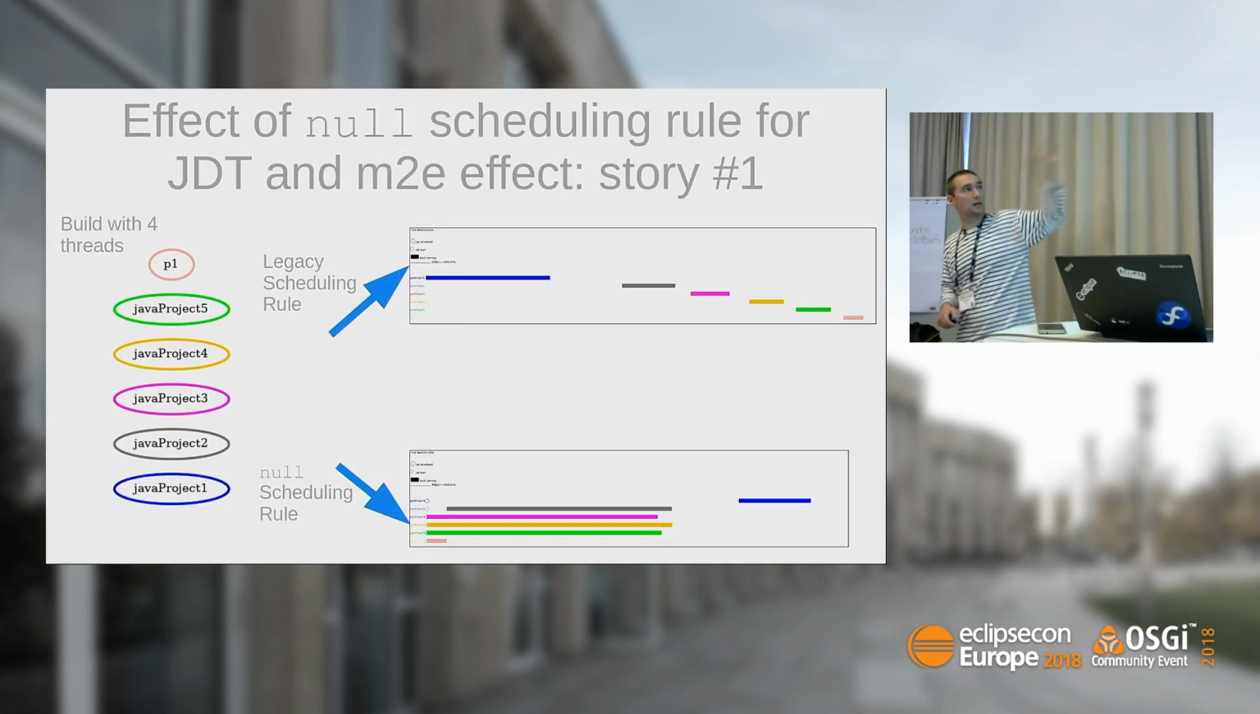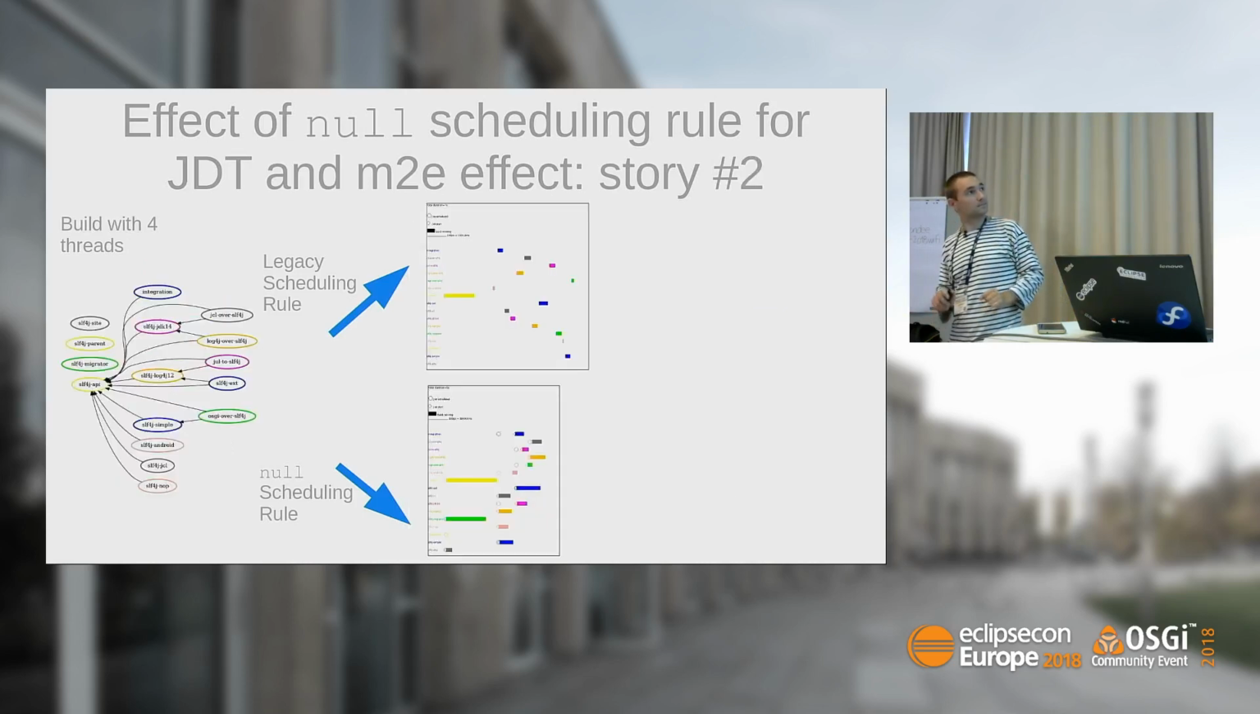If we have this project set, Java projects 1 to 5, which are actually Maven projects 1 to 5, and a standalone project, we can see that with the null scheduling rule at the bottom, things run in parallel. We see the P1 project built immediately instead of having to wait for a long time. And we see that the overall time is, in that case, 10 to 15% slower. So you save 10 to 50% time overall, and you make P1 available at t plus 1 instead of t plus 50. So that's really working, I would say.